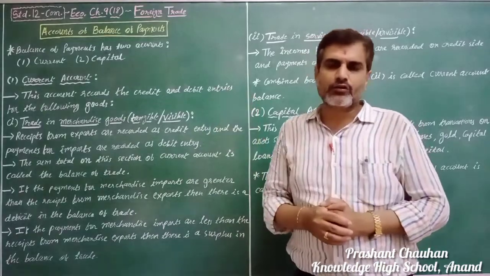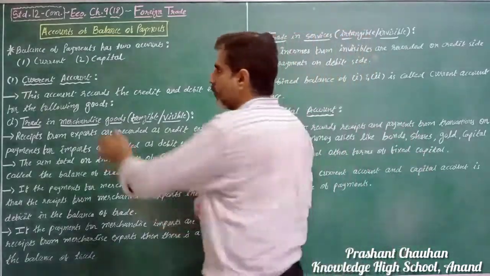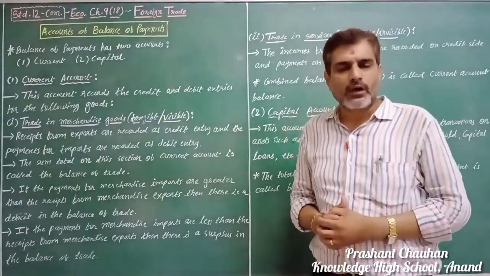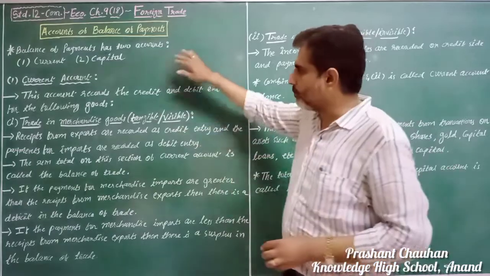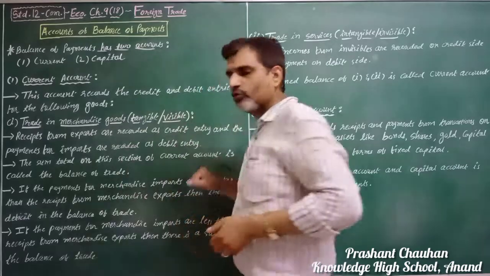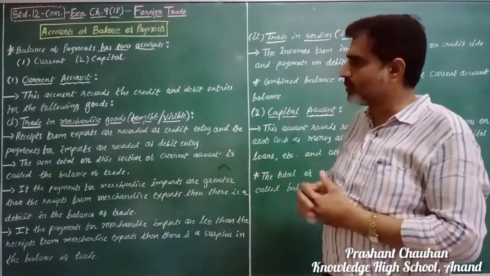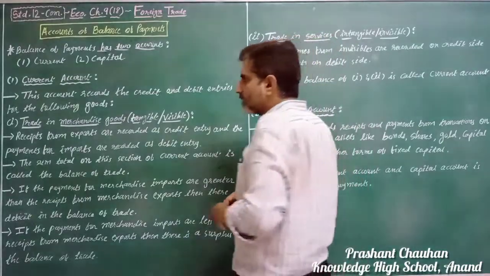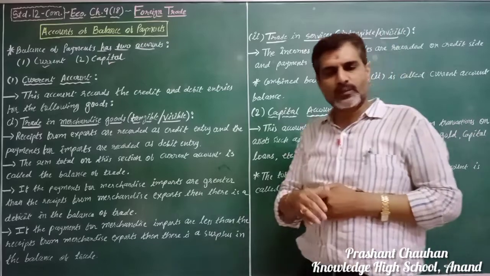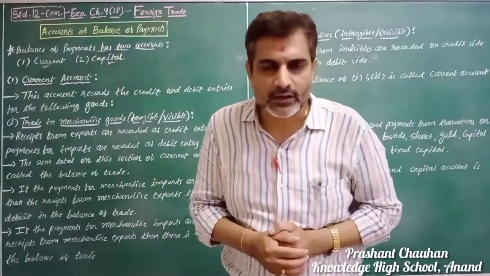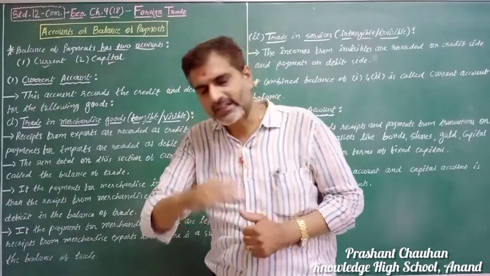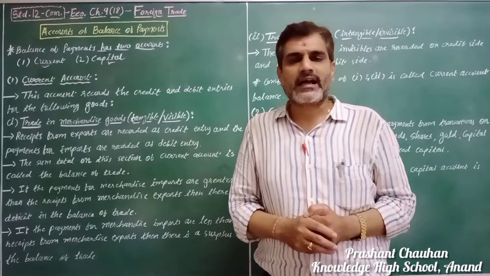Today I am going to continue the point of the balance of payment, that is accounts of balance of payment. How are the accounts maintained in the balance of payment? Let us see. Balance of payments has two accounts. Like in our accountancy, you know that different types of accounts are there. Like that, here also balance of payments has two accounts. The first one is the current account, and the second one is the capital account. As per your knowledge of the standard 12th commerce accountancy book, you know how current and capital accounts work.